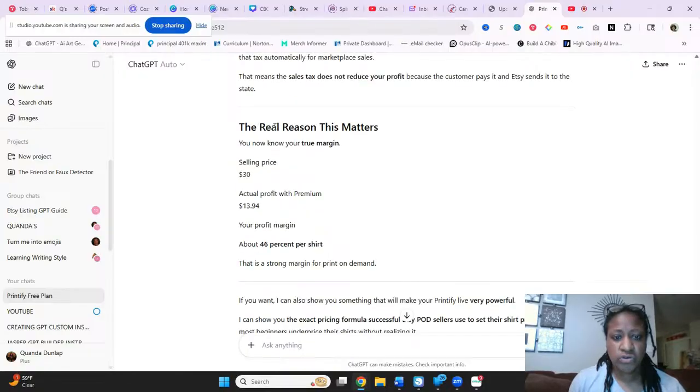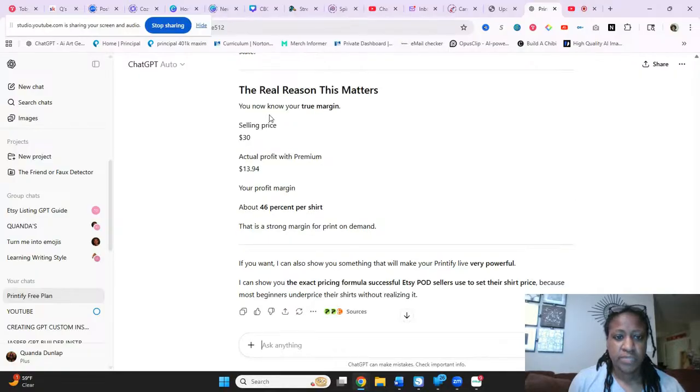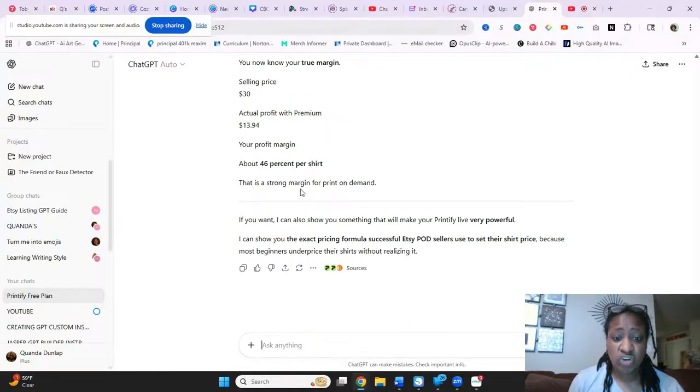So the real reason this matters, you now know your true margin. Selling price $30, actual profit with premium $13. Your profit is about 40% per shirt. That is a strong margin for print on demand.